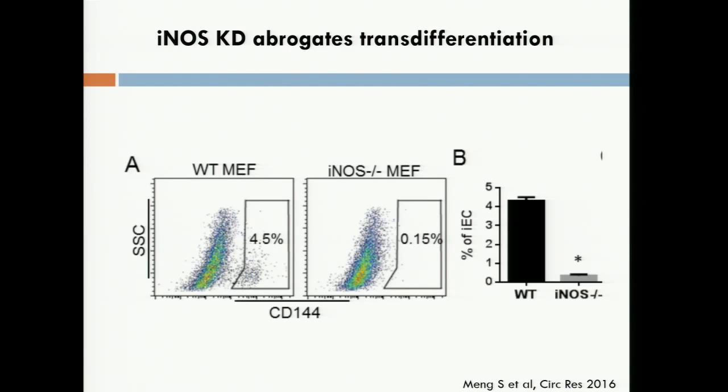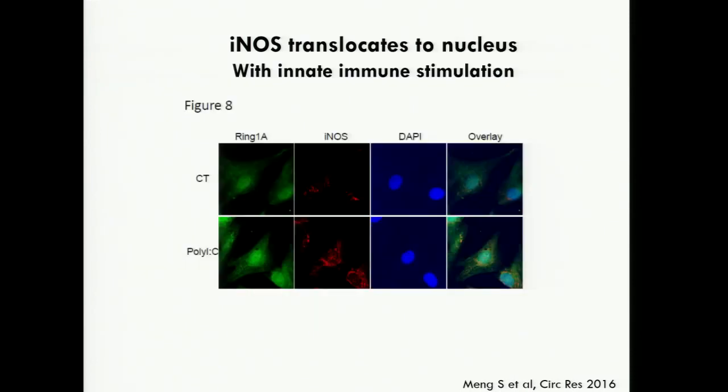it is. This is work with iNOS knockout fibroblasts, and in the normal fibroblasts, the transdifferentiation results in a yield of 4.5% IECs after 4 weeks. It's not a lot, but recently she's improved the transdifferentiation protocol so she can get yields up to 10 to 15%. Nevertheless, with iNOS knockout, she gets far less induced endothelial cells. In fact, iNOS knockout almost abrogates transdifferentiation.